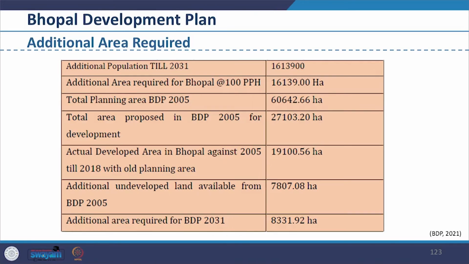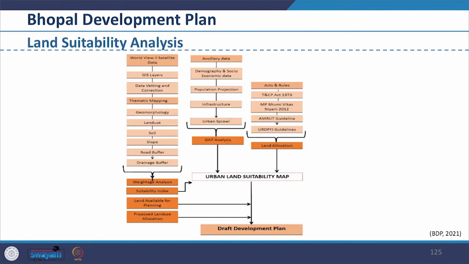In the document, the area required is calculated based on the projected population for the year 2031, which is 36 lakhs. The increase by 2031 will be around 16 lakhs. The requirement for minimum additional area by 2031 is estimated on the basis of the current population density of 100 persons per hectare. So, we can see here how much area would be required in the city. Further in the process, land suitability analysis was undertaken following a very systematic approach. We shall cover the details of various analyses in the later part of the course.